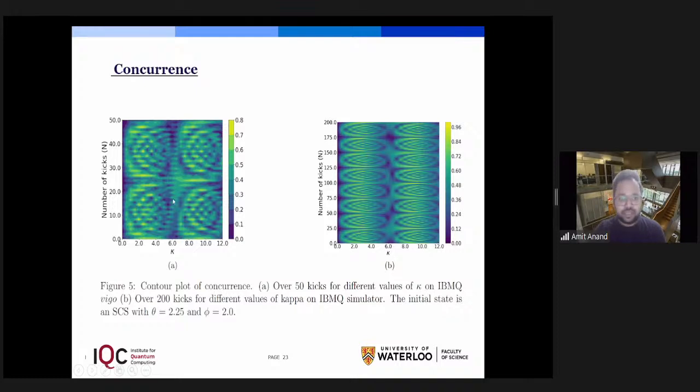Now this plot is the same thing, but it is taken from the real quantum hardware, that is IBM Vigo. And here also you can clearly see the periodicity to be 2 pi and the temporal periodicity to be 25 kicks.